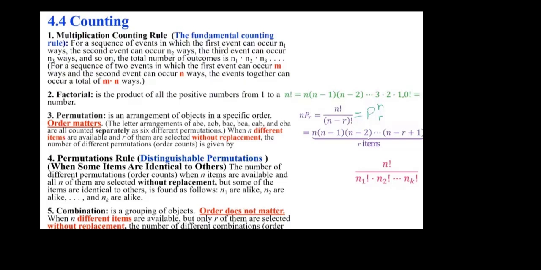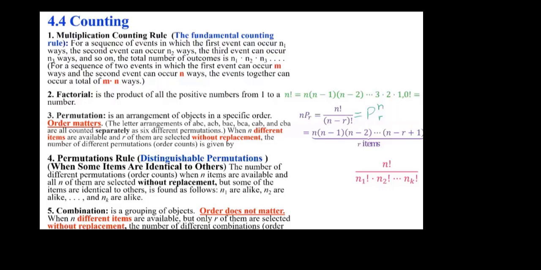And finally, combination. Combination is grouping objects. Order does not matter. When n different items are available, but only r of them are selected without replacement, the number of different combinations, order does not matter, is found as follows. Pay attention to the difference between 3 and 5. In the case of 3, ABC and ACB and so on are different. But number 5 says it doesn't matter. ABC is the same as ACB.